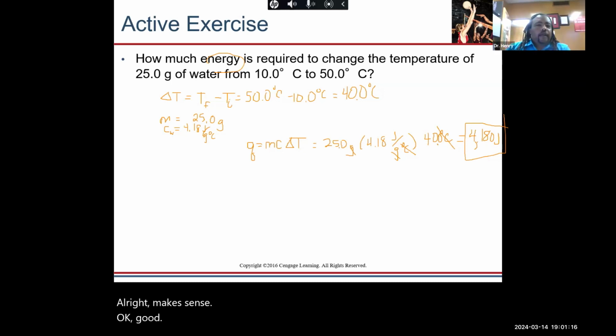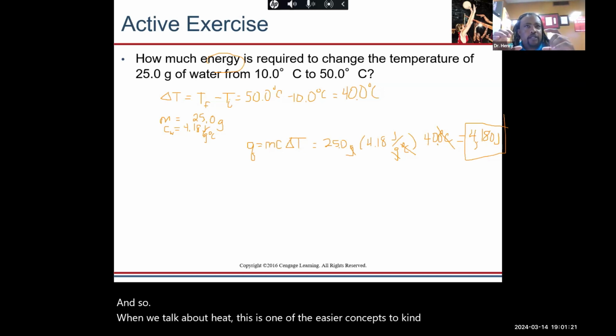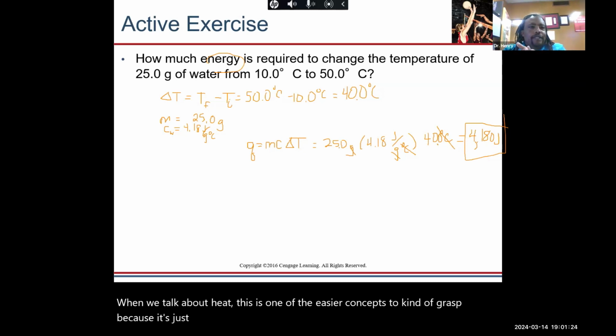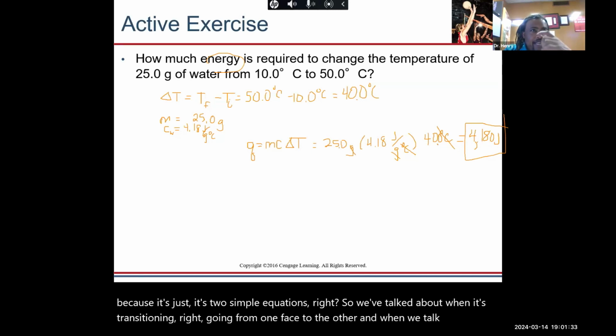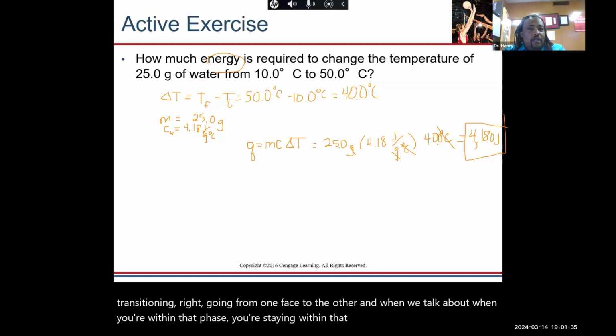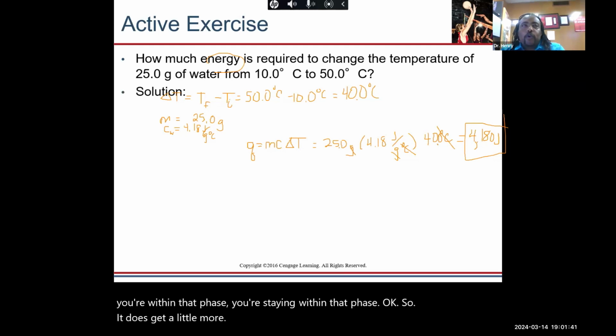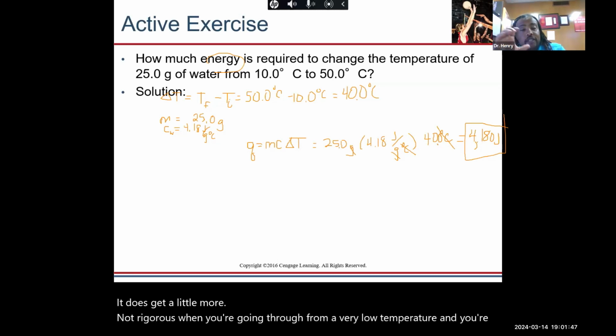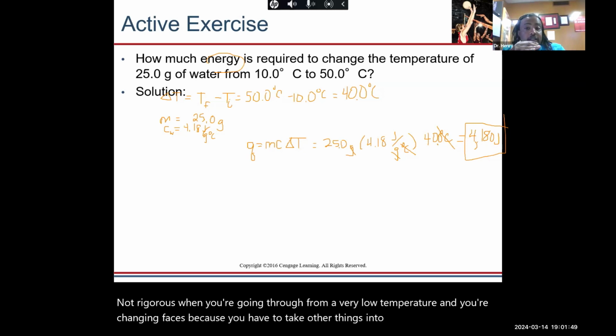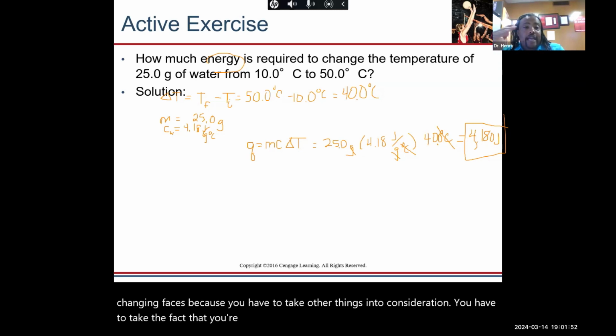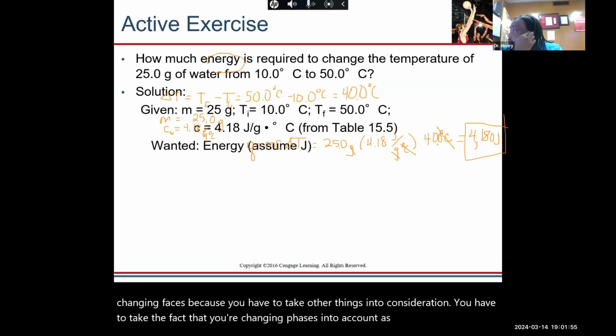And so, when we talk about heat, this is one of the easier concepts to grasp because it's just two simple equations, right? So we've talked about when it's transitioning, going from one phase to the other, and when you're staying within that phase. It does get a little more rigorous when you're going from a very low temperature and changing phases, because you have to take the fact that you're changing phases into account as well. And we're going to talk about that here in a second.